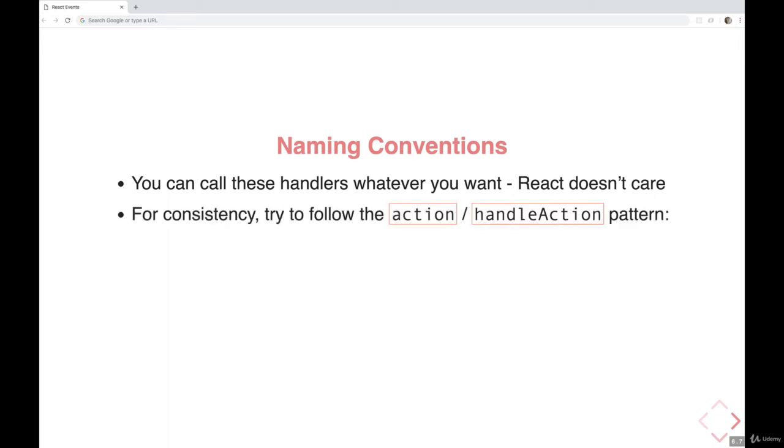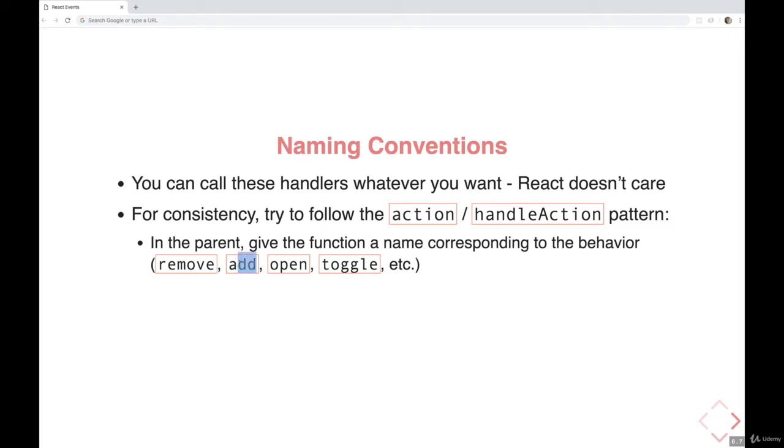What I like to do is try and follow this pattern. So in the parent, we have some action, like remove. And then inside of the child component, we have handle action. So that would be handle remove. So for example, add. We would have a method called add in the parent. We pass it down as a prop. And then in the child, we would have handle add, which would call the parent add. Open, toggle, whatever the action is. This is the pattern I like to follow.